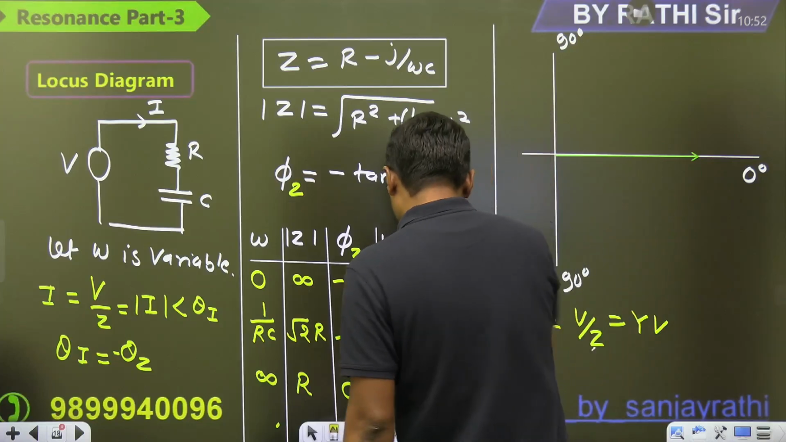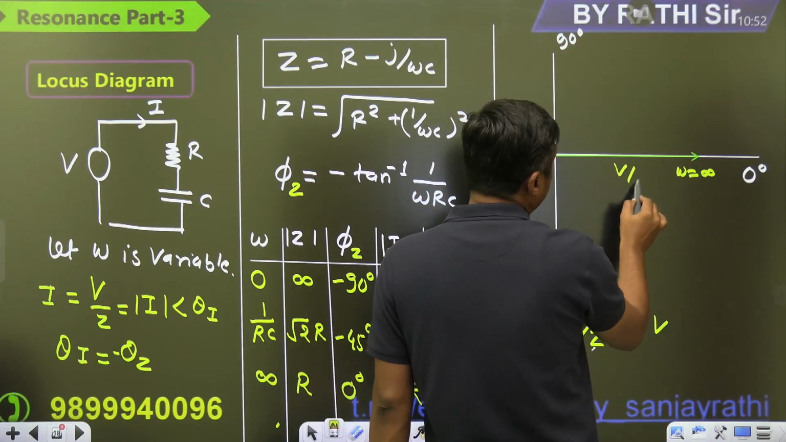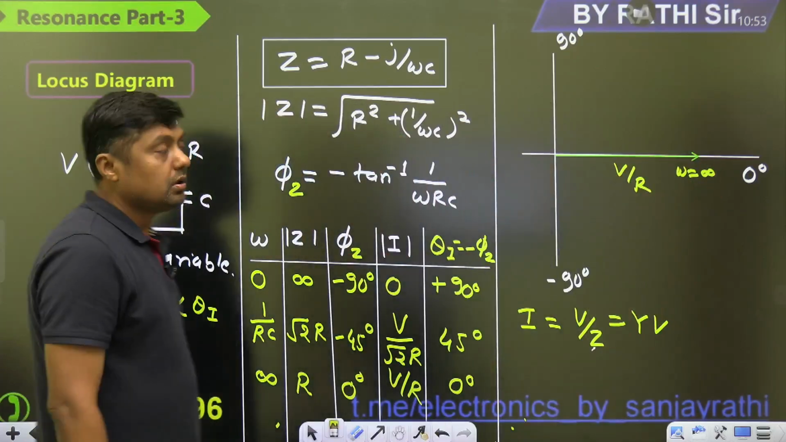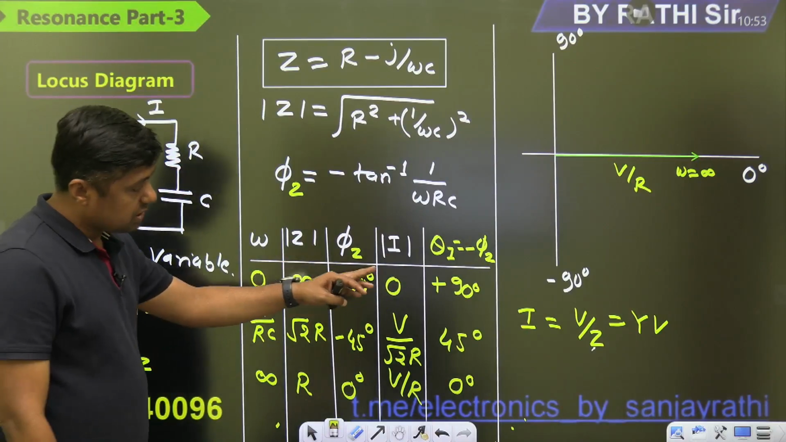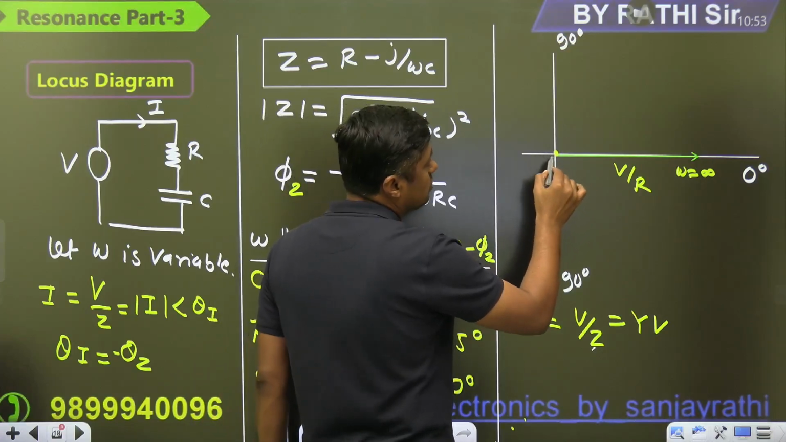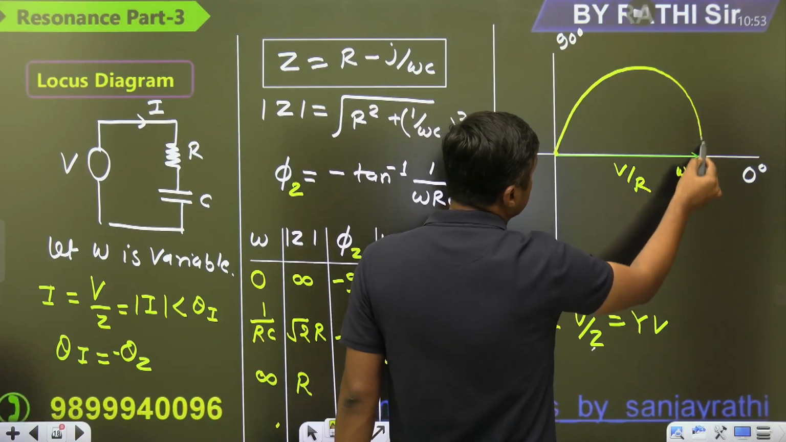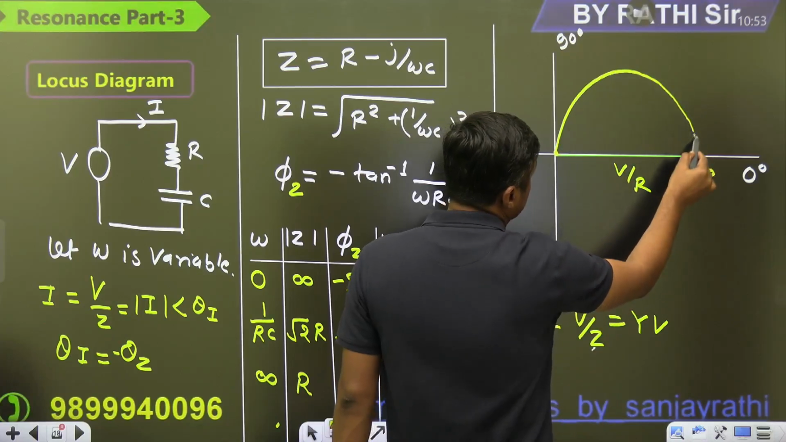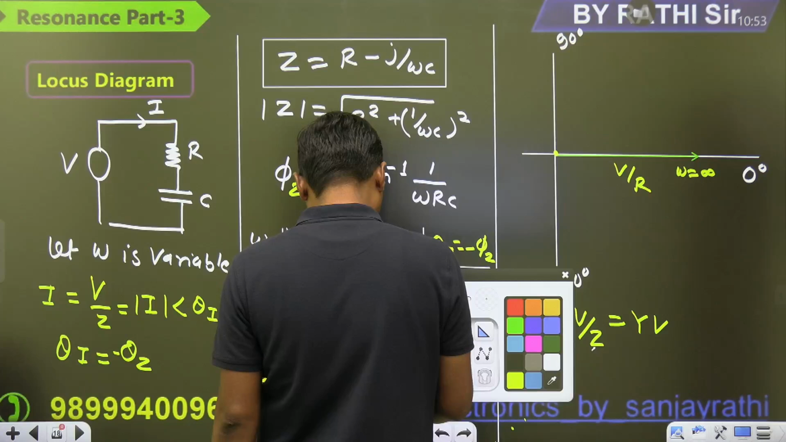Right. When omega is infinity, what is the value of the current? V by R. This is the current phasor, so this length is V by R. When omega is 0, what is the current? 0. And what is the angle? 90 degree. This is the 90 degree. And 0. So there will be a semicircle like this. I can also draw a semicircle with this. Let's try.